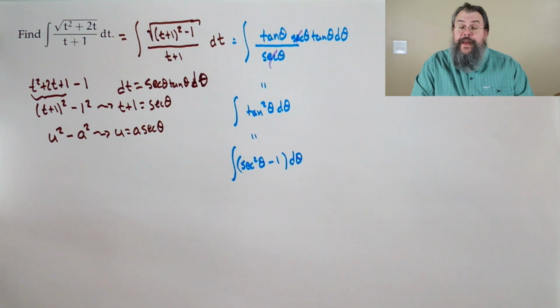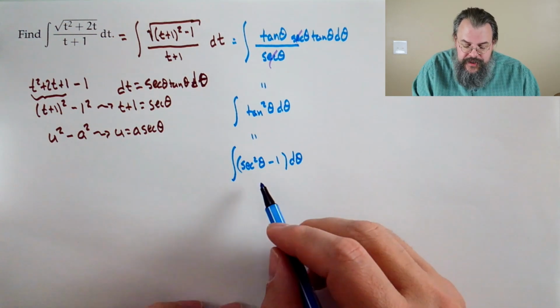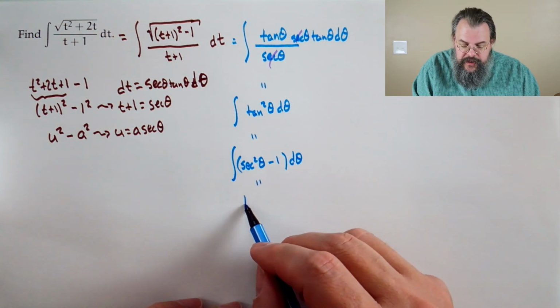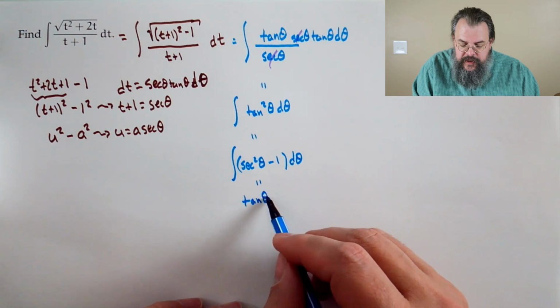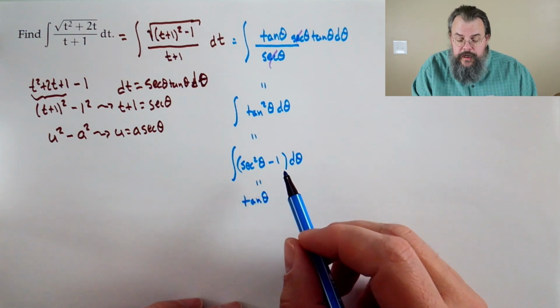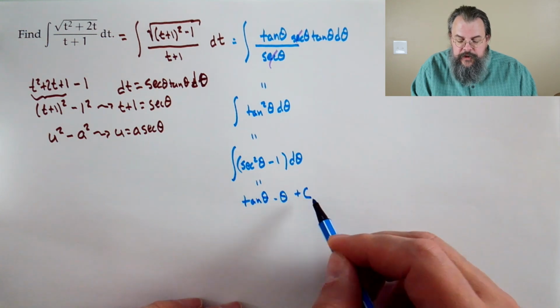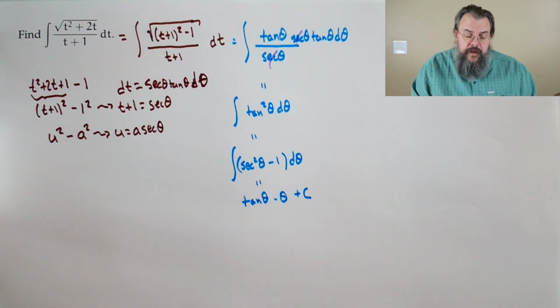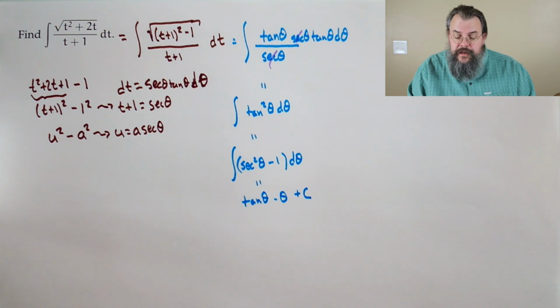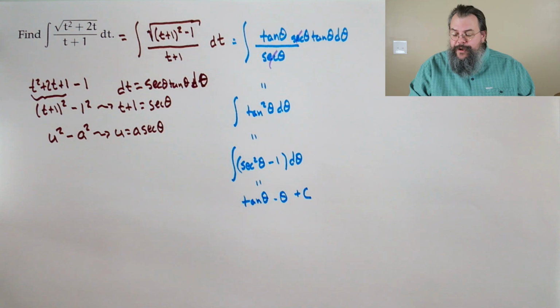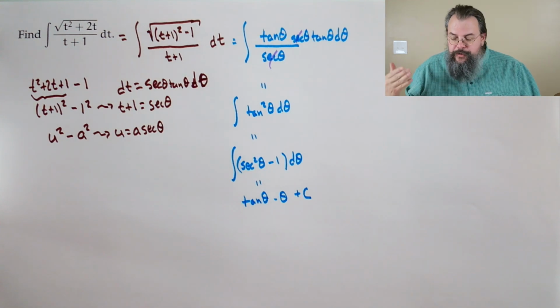Well, now we're in great shape. Integral of secant squared is tangent. Good. Integral of 1 is theta. And of course it's an indefinite integral, so plus c. So we're almost done. The last part is we have to say, look, we've got to go back. What is it in terms of our original variable? Okay, so let's see what we have.